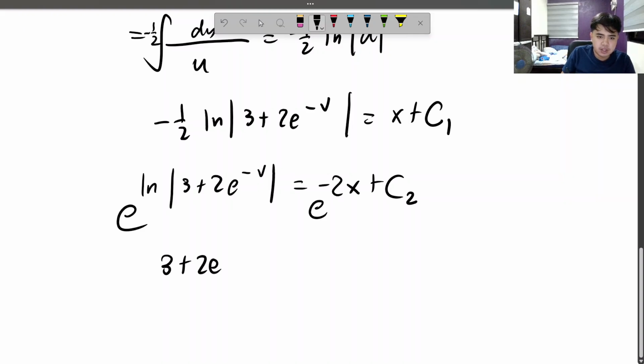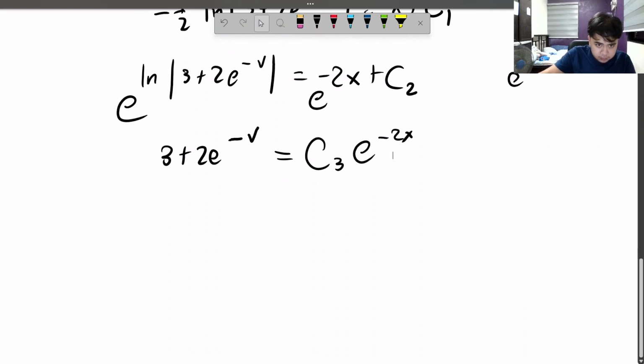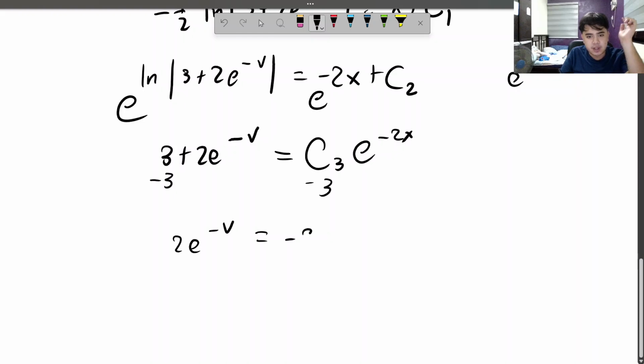So we get 3 plus 2e to the negative v equal to e to the negative 2x plus c2. So this is going to be multiplied by the laws of exponents, and e to the c2 is another constant. So we get c3, I guess, e to the negative 2x. And then we need to subtract 3 on both sides in order to get 2e to the negative v equals c. Let's just keep it as c unless there's something that comes up.